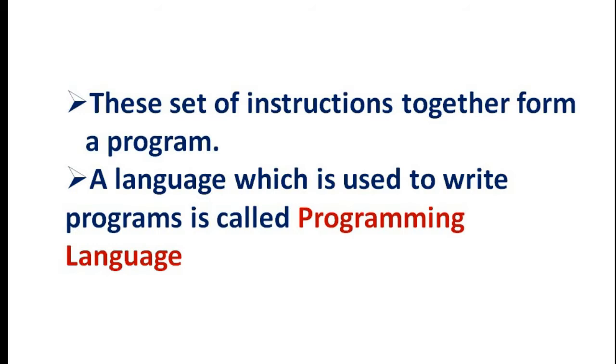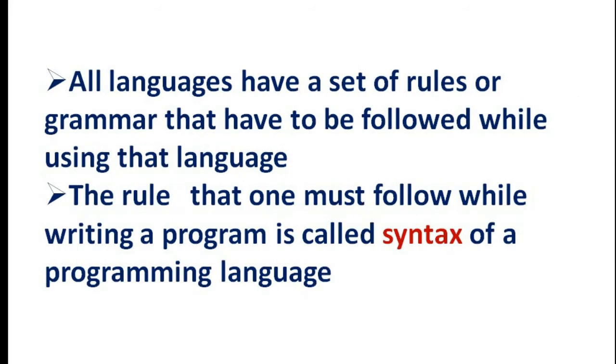Then to write a program, we need some language. Then the language which is used to write a program is called programming language. That is, a programming language means it is a language which is used to write programs. And all languages have a set of rules, or we can say grammar, that have to be followed while using that language. The rules that one must follow while writing a program is called syntax of a programming language. And our Python is also having some syntax.